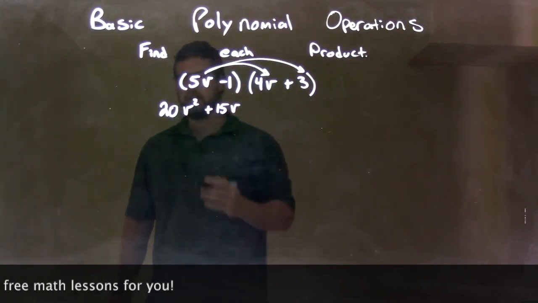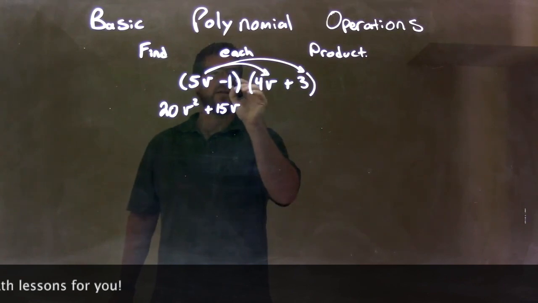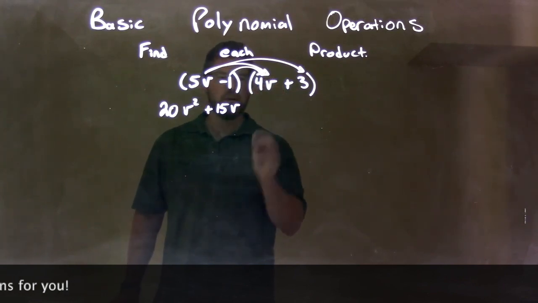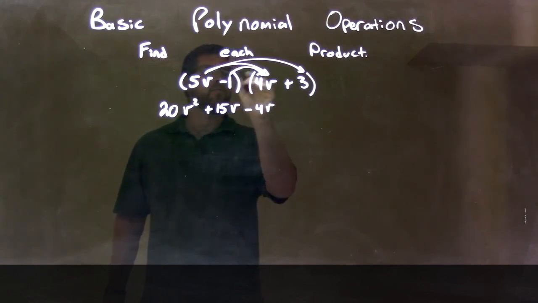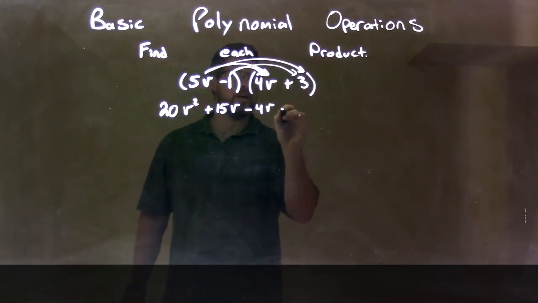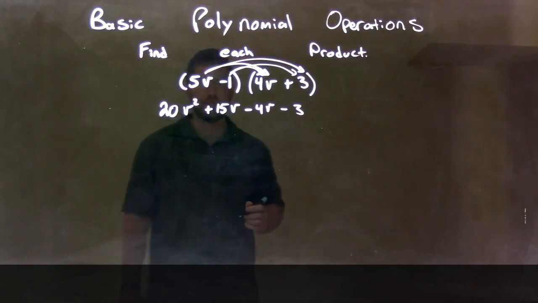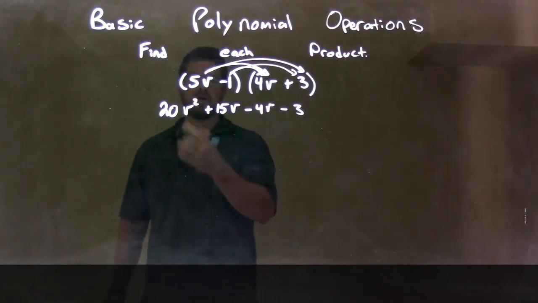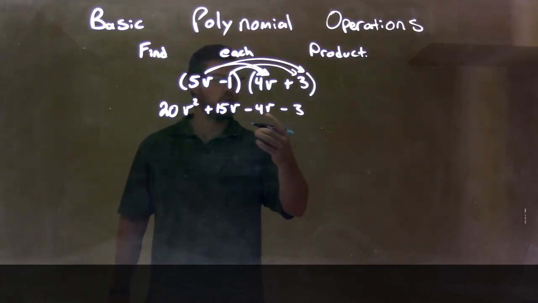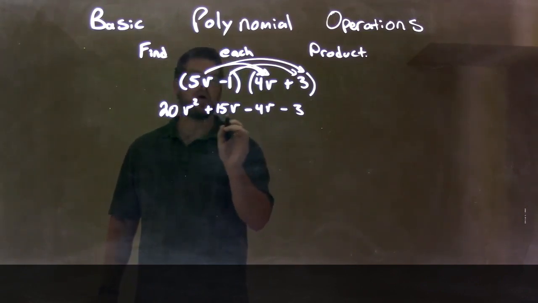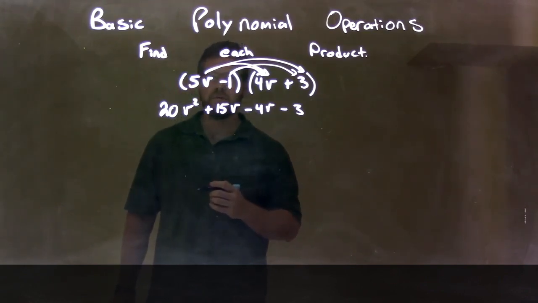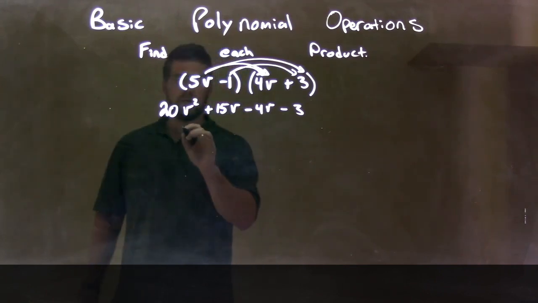Now we finished with the 5v, we're working on the negative 1. Negative 1 times a 4v is a negative 4v. And the negative 1 times a positive 3 is just a negative 3, or minus 3. So now we have 20v squared plus 15v minus 4v minus 3. We got to combine our like terms. The only two like terms right here are the 15v and the minus 4v.